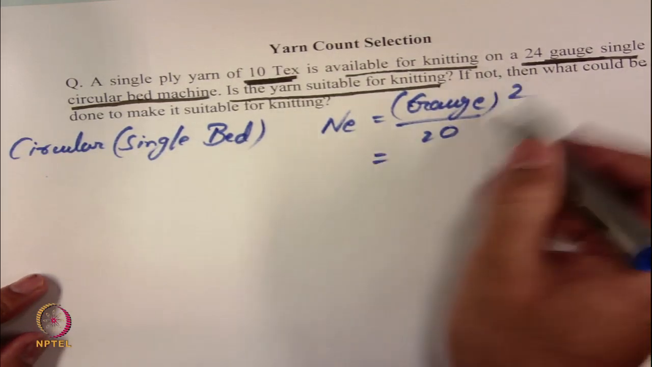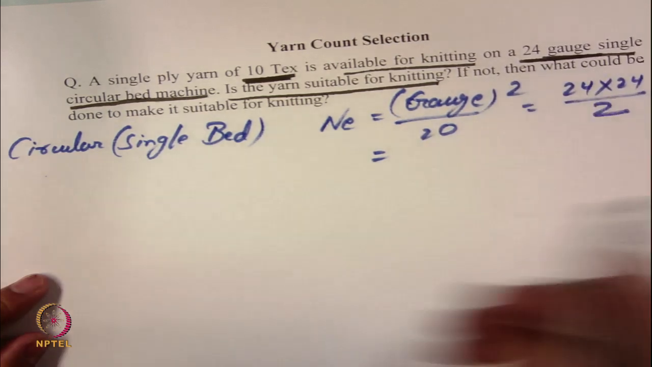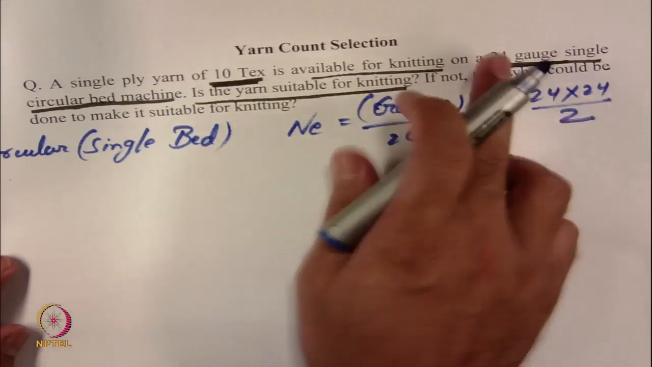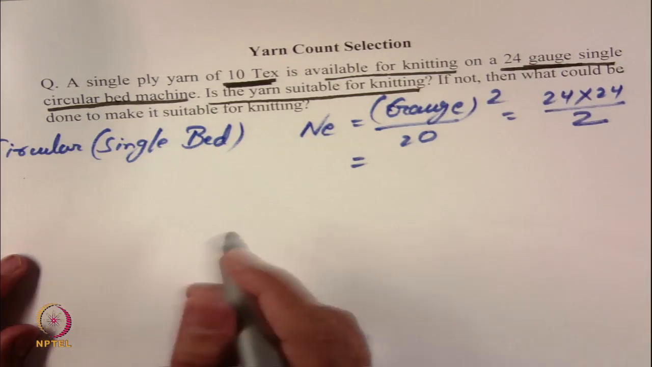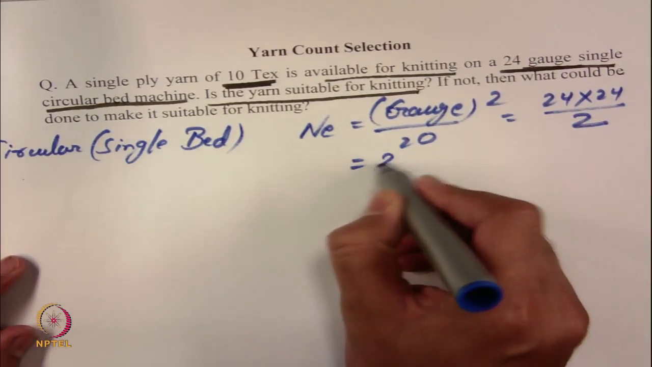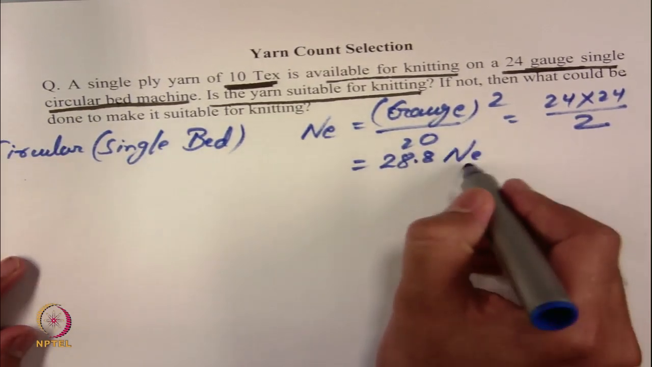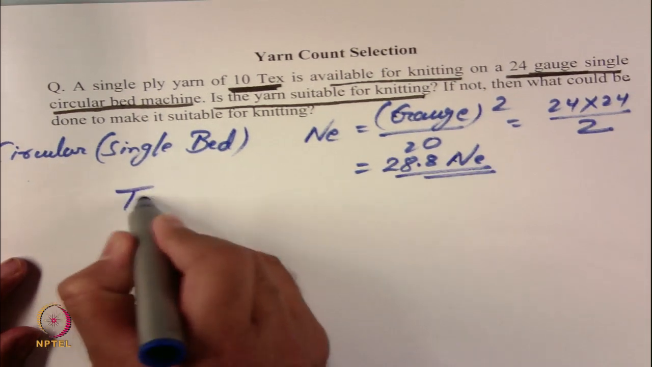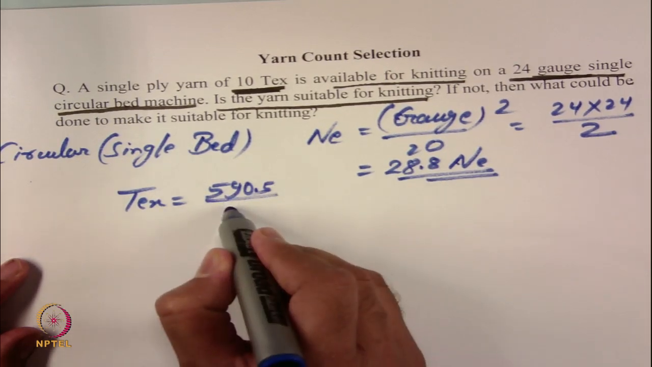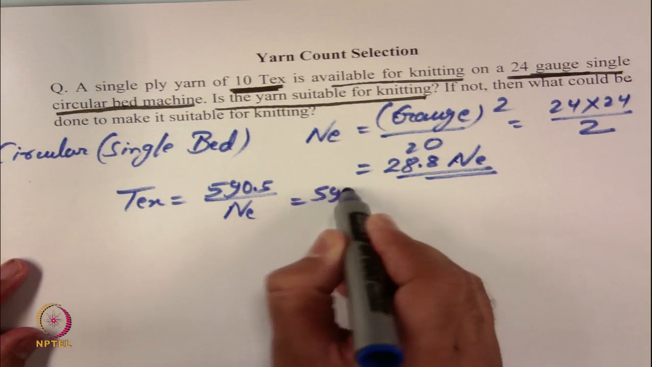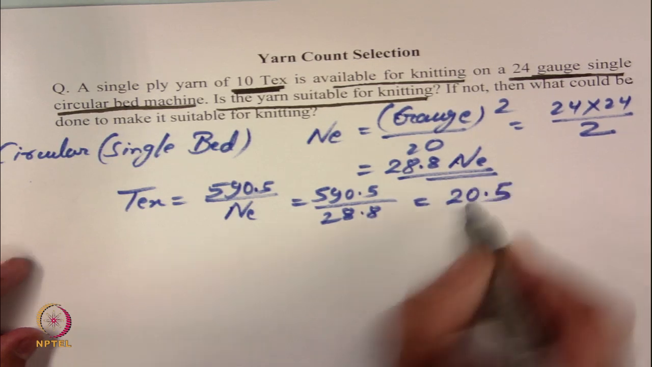So, this is equal to 24 into 24 divided by 20, with 24 gauge. Please remember gauge is expressed as needles per inch, so 24 needles per inch. If you solve this, the count will be 28.8 Ne. This is in English count, so we can convert this into tex: 590.5 divided by Ne. So, 590.5 divided by 28.8 equals 20.5.